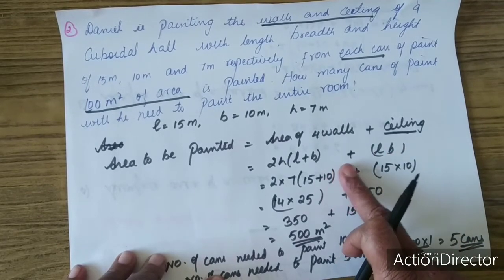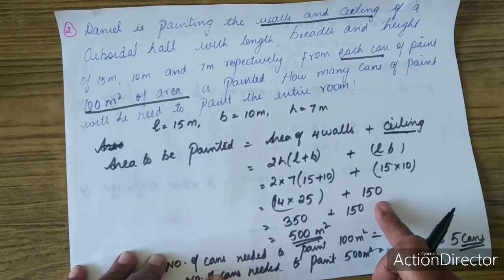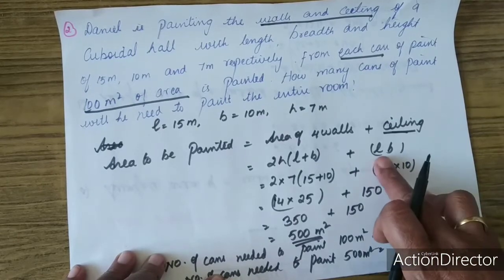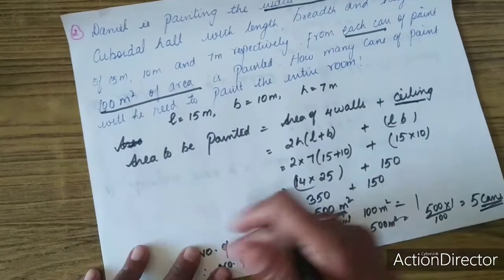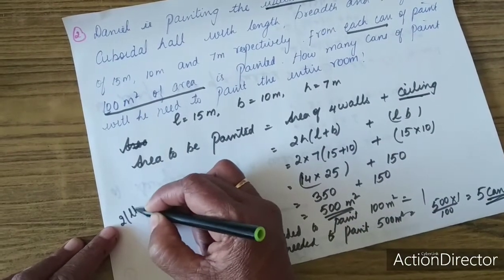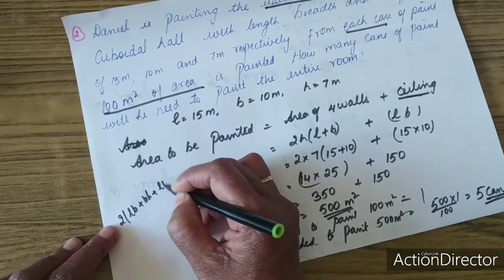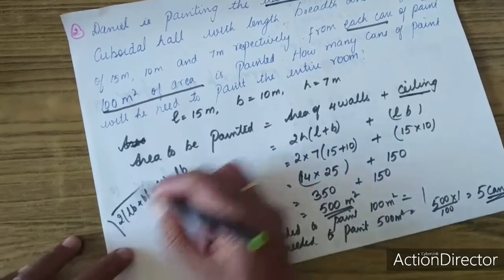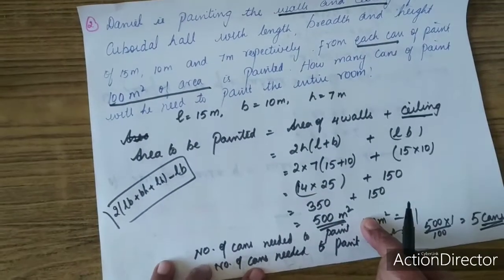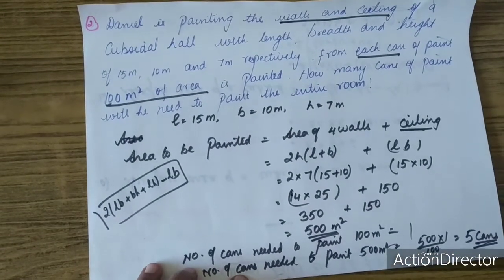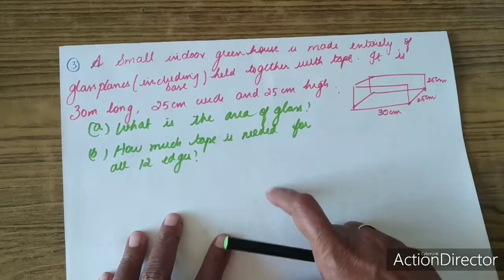We can also do it by one more method. We can find the total surface area and subtract the area of floor, that is minus LB. This is also right. Otherwise you can also do 2 into (LB plus BH plus LH) minus LB. This is also right. In both cases the answer will be the same. Moving on to the next question.